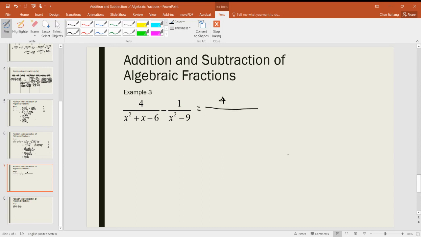When we factorize the first denominator, we will get x plus 3, x minus 2. And when we factorize the second denominator, we will get x plus 3, x minus 3. If we compare, there's x plus 3, x minus 2, and x minus 3. So the common denominator in this case will be x plus 3, x minus 2, x minus 3. Because x plus 3 is a common factor, we don't need to multiply x plus 3 twice. So what is missing from the first fraction will be x minus 3. We'll multiply the first fraction by x minus 3 over x minus 3.